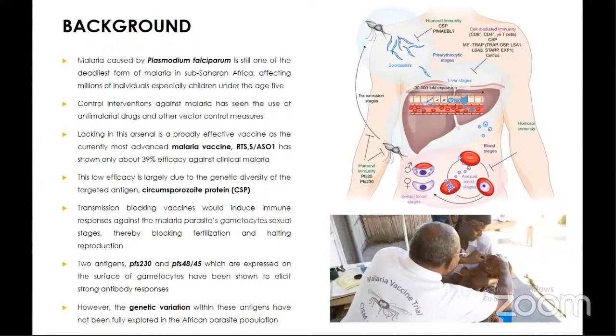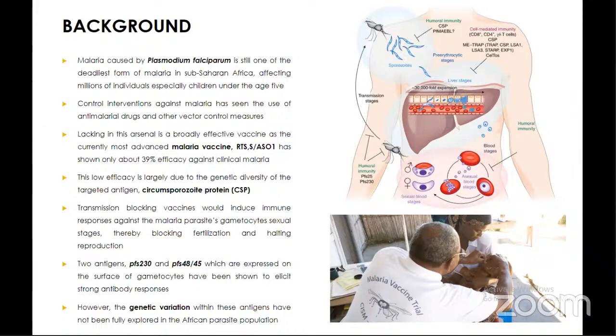You mentioned the current vaccine is affected by genetic diversity. What about these antigens? What makes them more specific? Okay. So these antigens are now being studied, but genetic variation has not been fully explored in them. So I cannot speak to that until after the study. I don't know whether I answered the question right.